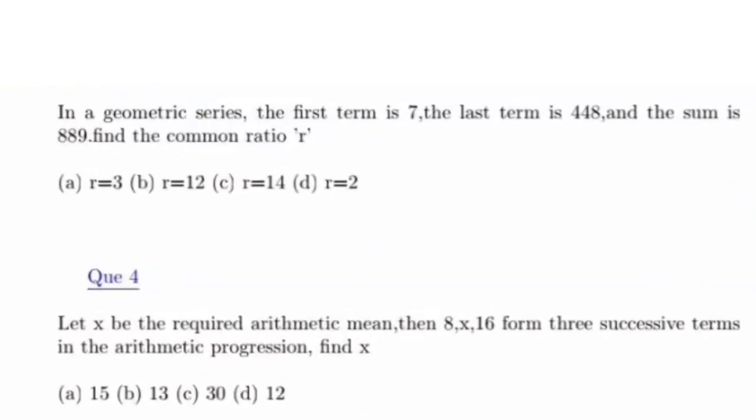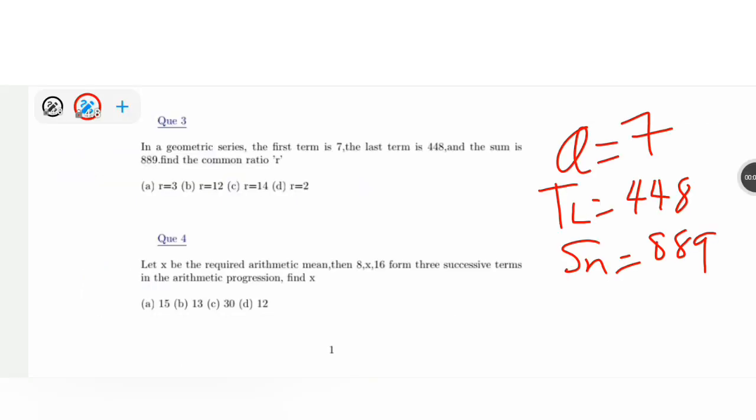So for this next question, we are told that in a geometric series, the first term is 7, the last term is 448, and the sum is 889. You have to find the common ratio. From the given data, you cannot find the sum without knowing the position of this term. We were told that it's the last term, but we don't know if it's first, second, third, as in the position. So you need to find which position this term belongs to first.